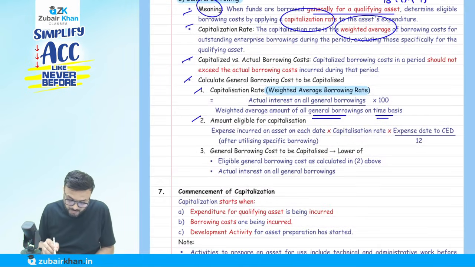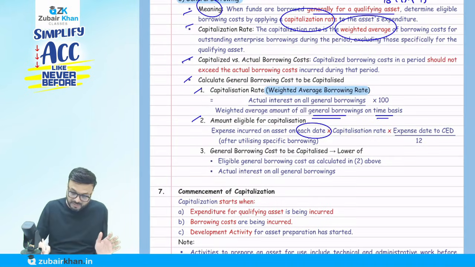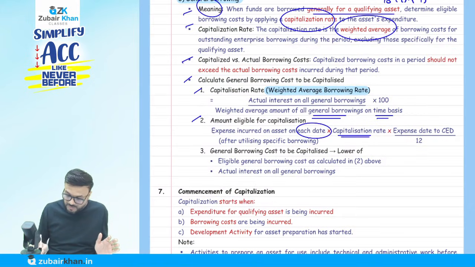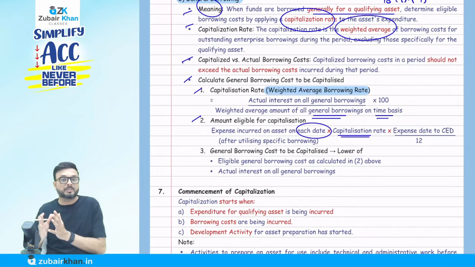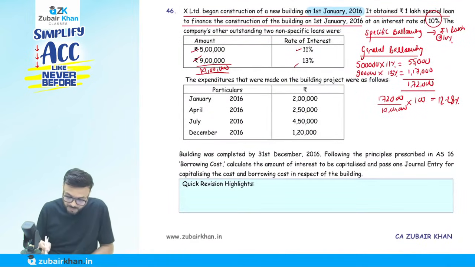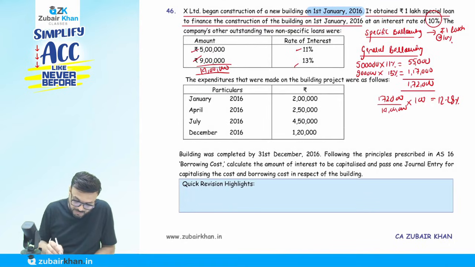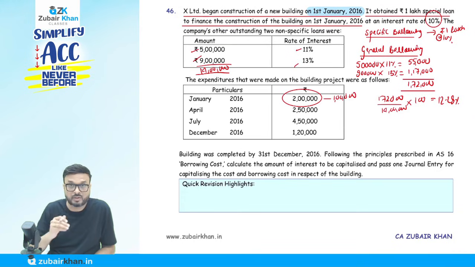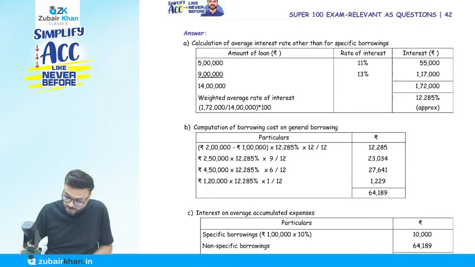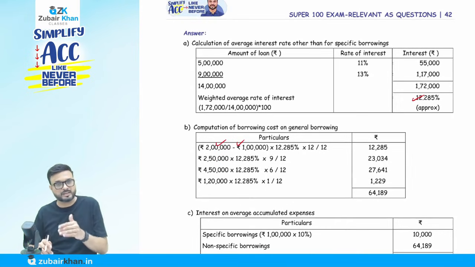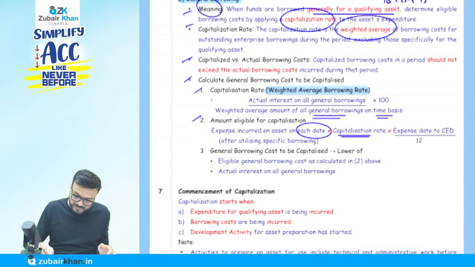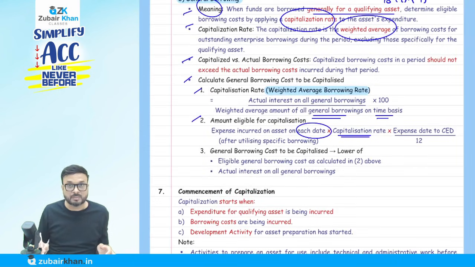Then they say amount eligible for capitalization is the expenses incurred on the asset on each date. So I'm going to say that if we're incurring the expense, we'll multiply with the capitalization rate, depending on when you incurred it, only for the remaining period. Let's take an example. Here, first of all, these are the expenses that we have incurred. But when we talk about these 2 lakh, out of that 2 lakh, 1 lakh you incurred out of the specific borrowing. So let me say, okay, 12.28%. That's why I say out of 2 lakh, 1 lakh is from the specific. I'm talking about the general. Specific is very simple. We'll come to that.